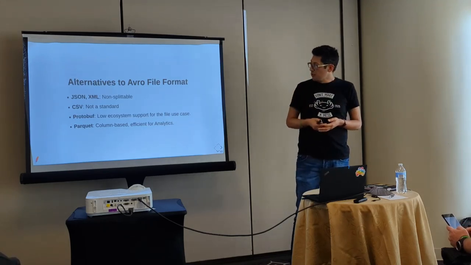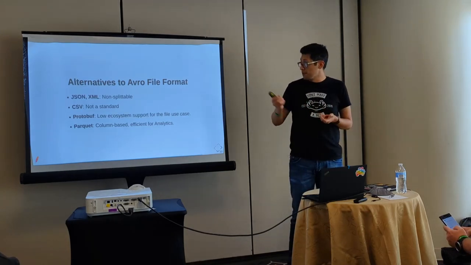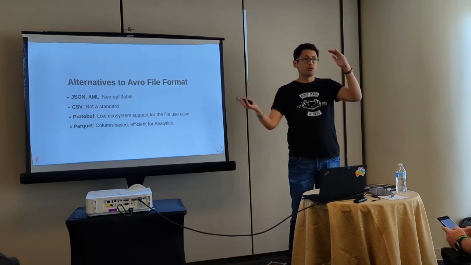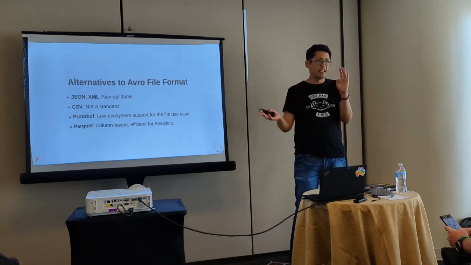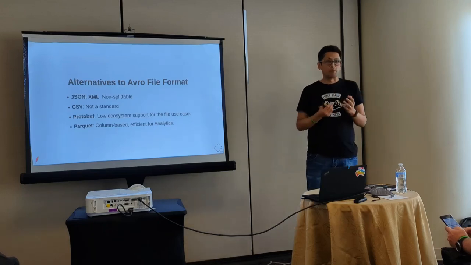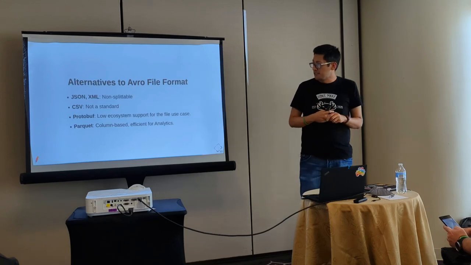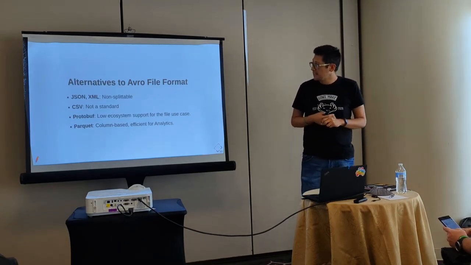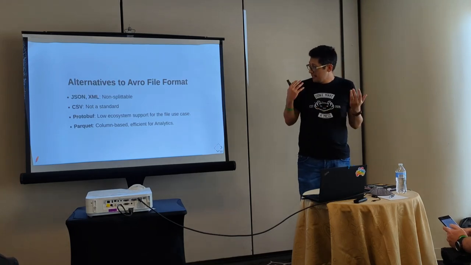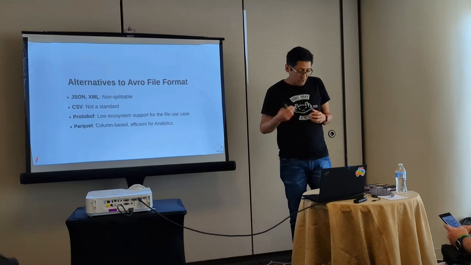So if we talk about files, why can't we use other formats, or why shouldn't we? Well, of course, JSON and XML, but you don't know how to split them, no? The advantage of a CSV, if you have the header, is that you can split it at the line you want. So that's easier to split, but with JSON and XML, you don't know. As I mentioned, CSV is also verbose and not really standard. Then Protocol Buffers doesn't have big support for this use case. So we end up with Parquet.